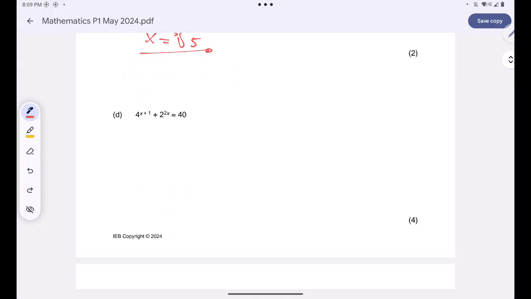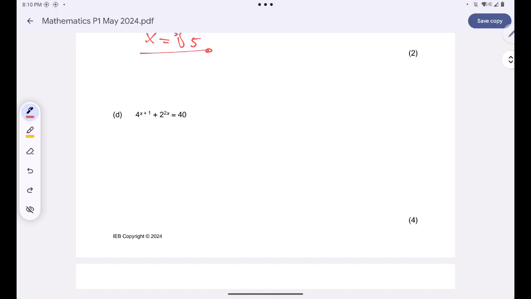Okay, I'm solving x now, and x is at the exponent. Please note that, guys, whenever you're solving x and x is at the exponent, the first thing you need to do is to separate your exponents. After doing that, just factorize, and then everything will fall into place.